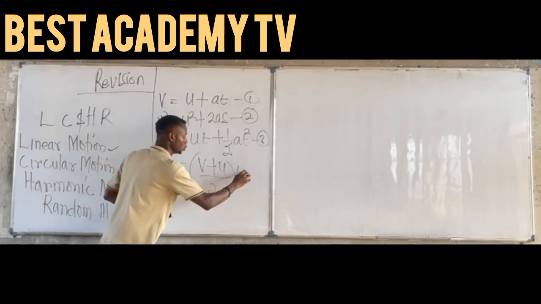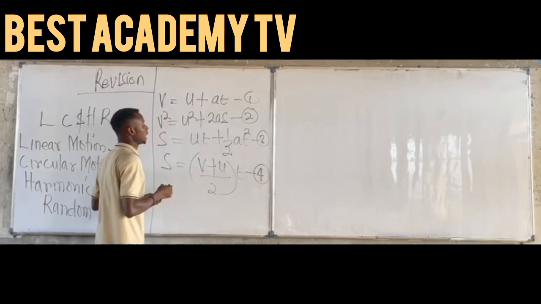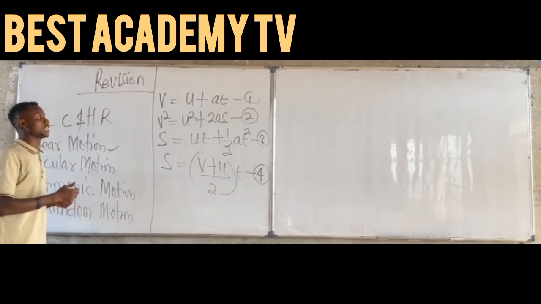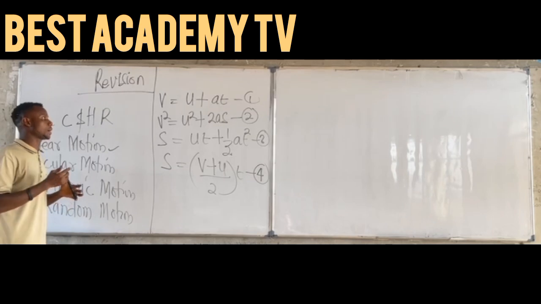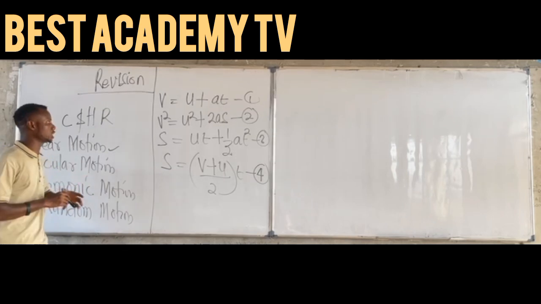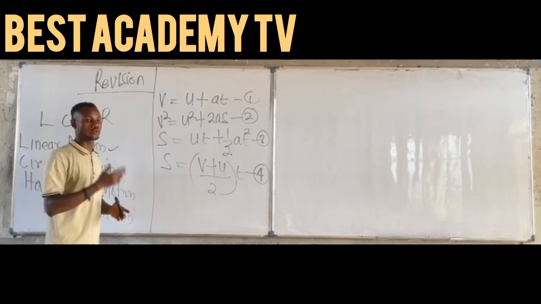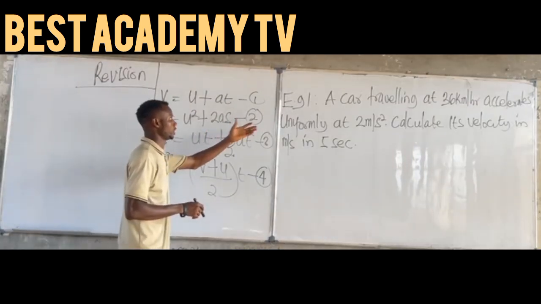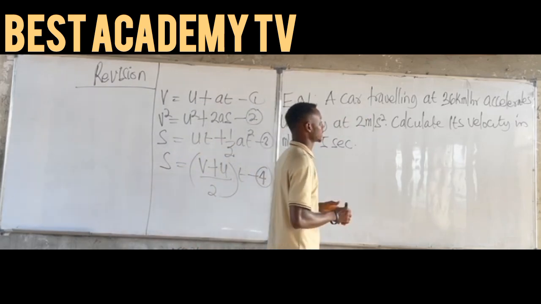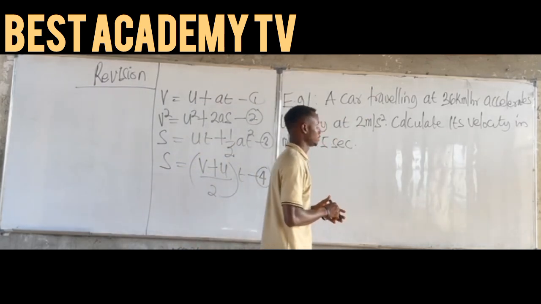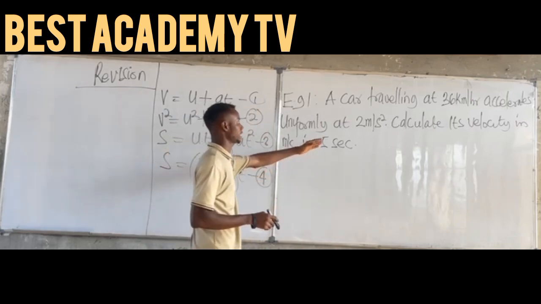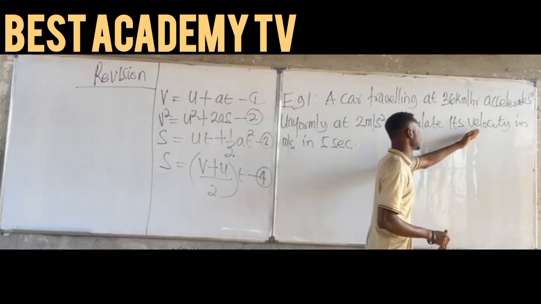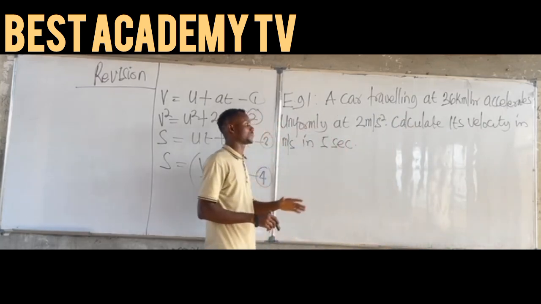Okay, we only use the equations of motion whenever the parameters are 3 or more. Please take note. Whenever you are doing any problem in terms of motion and the parameters are 3 or more, at that point you use equations of motion. Let's solve one example. Example 1: a car traveling at 36 km per hour accelerates uniformly at 2 meters per second squared. Calculate its velocity in meters per second in 5 seconds.